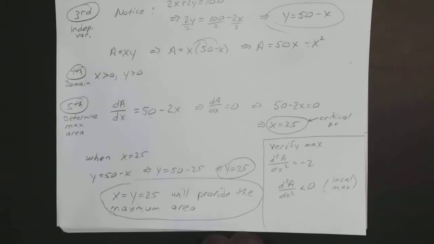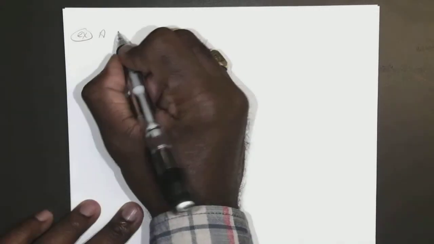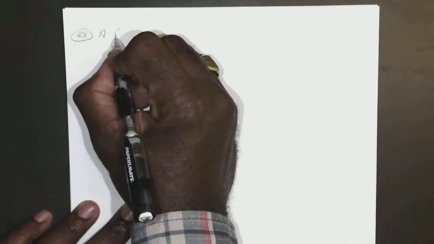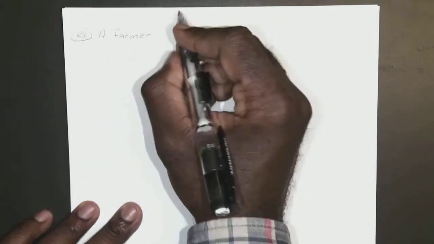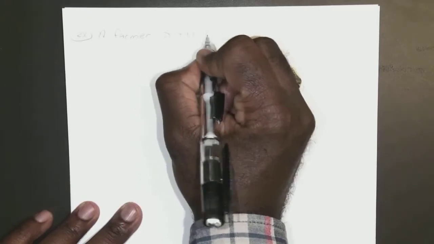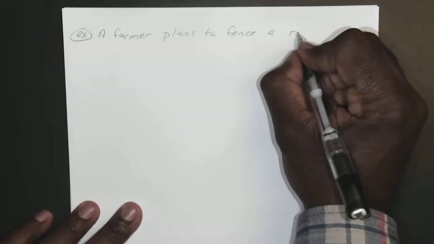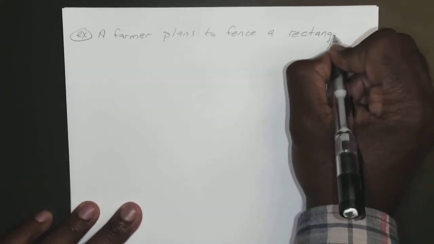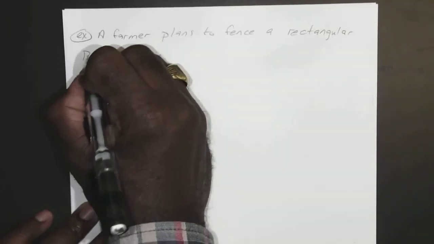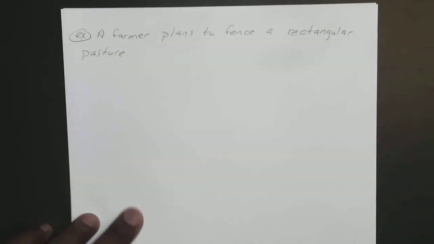All right, so this next example, they have different variations of it, but they kind of look the same. Okay, so let's say you have a farmer. Okay, so a farmer plans to fence a rectangular pasture that is adjacent to a river.